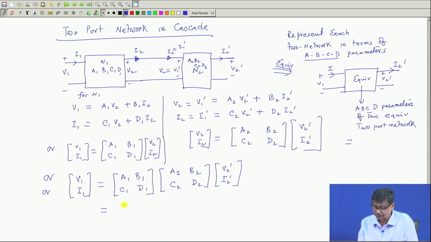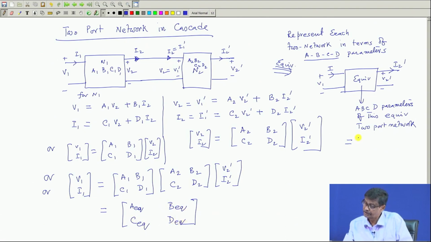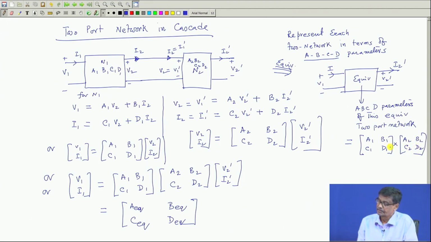So, this is equivalent to a 2 by 2 matrix, whatever it will be, that is A1 A2 plus B1 C2 etc. So, this will be the A equivalent, and whatever you get, you say B equivalent, C equivalent and D equivalent. So, this equivalent ABCD matrix will be just the product of these two, A1 B1 C1 D1 into A2 B2 and C2 D2, that is all. So, very easy.